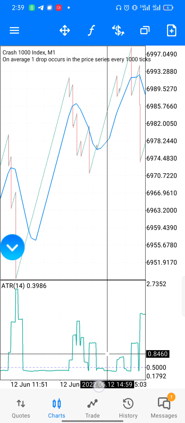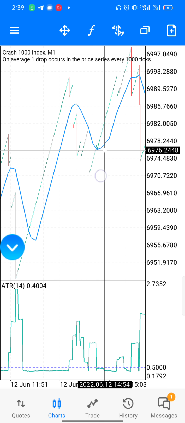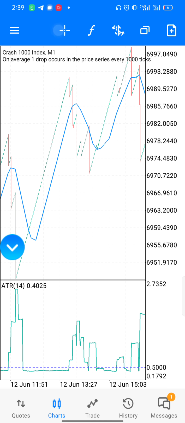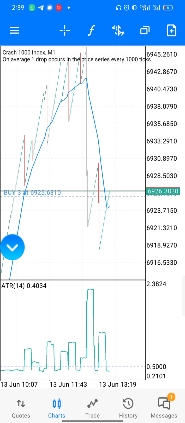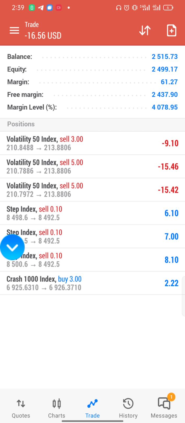Again here, look at it. Cross below the zero level. Look at it. You just catch your 6 candles. Use nice lot size to catch your pips. You can see 3 lot size.